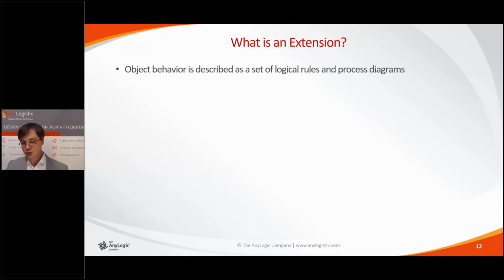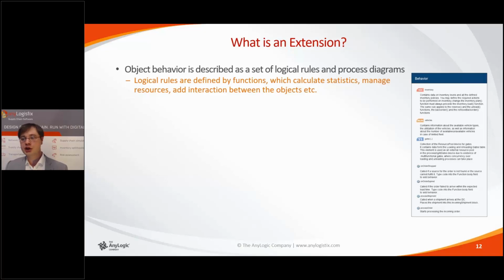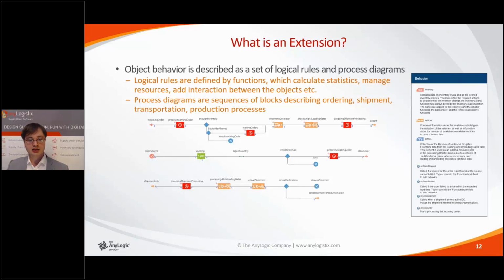And what is an extension exactly? So, as we discussed, object behavior is usually described as a number of rules. And also you can use process diagrams inside the object where logical rules could be defined as a number of functions which can do a lot of things: calculate statistics, manage resources, describe interaction between supply chain objects, and so on. You can see some examples on the right side. And process diagrams are a sequence of blocks describing ordering, shipment, transportation, production processes, and a lot more.